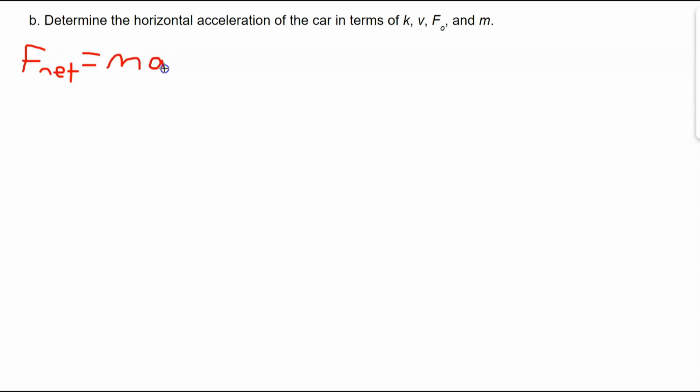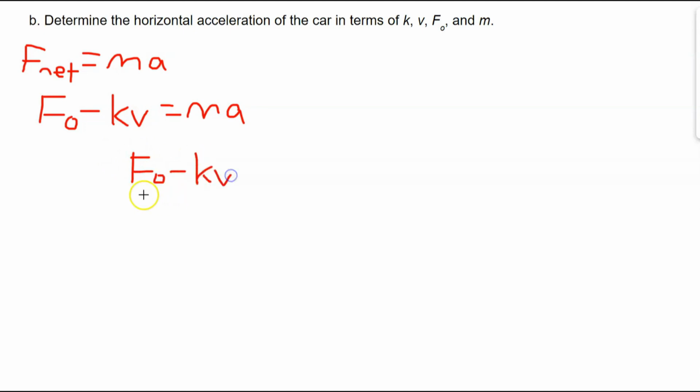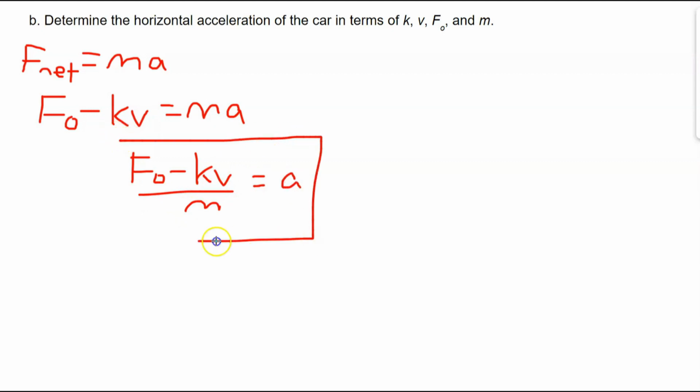And we're only going to care about the horizontal forces. So Fnet is going to be F sub naught minus kv, because that's the summation of the horizontal forces. And then we're going to set that equal to ma. Now all we do is simply divide m both sides to get our answer of F sub naught minus kv all over m equal to the acceleration. This is a pretty simple part, but unfortunately that's going to be the easiest this question will get.